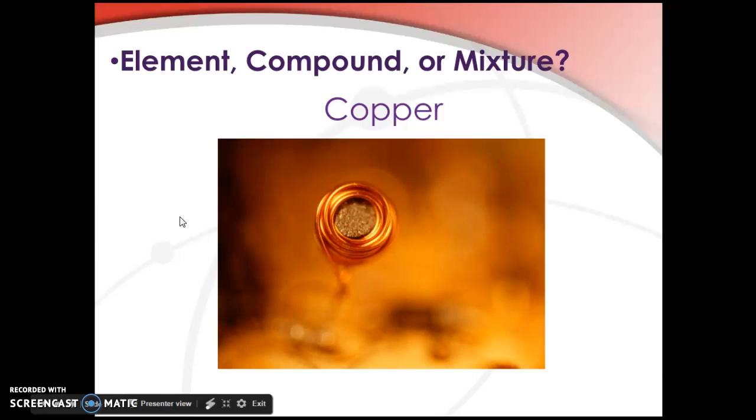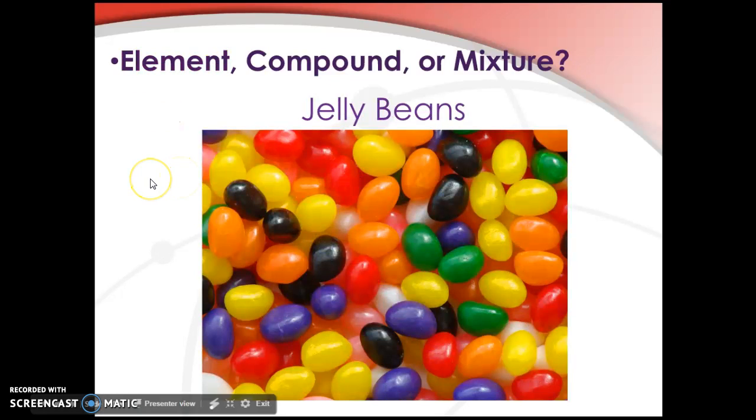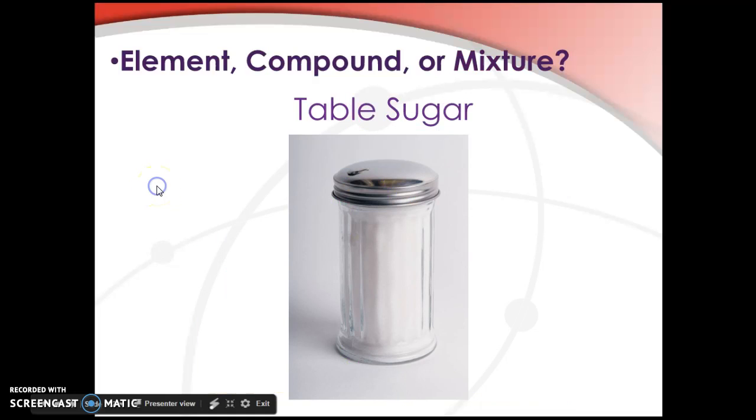Copper. Copper is found on the periodic table, therefore it is an element. If you look on your periodic table, it's towards the mid-right. It's in the transition metals and it says Cu. These jelly beans, they're a mixture. They're all different. You can tell the difference between all the parts.